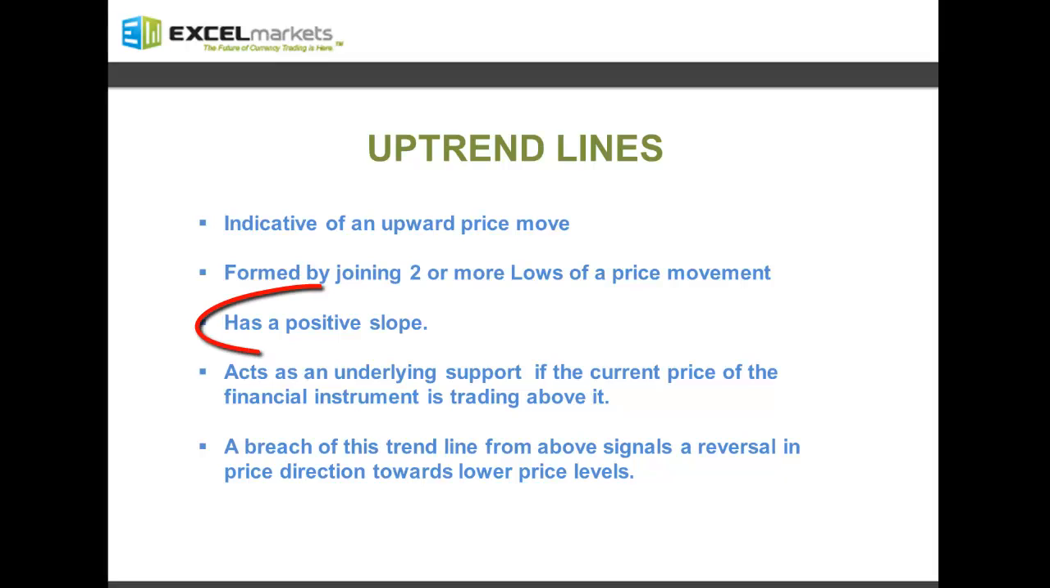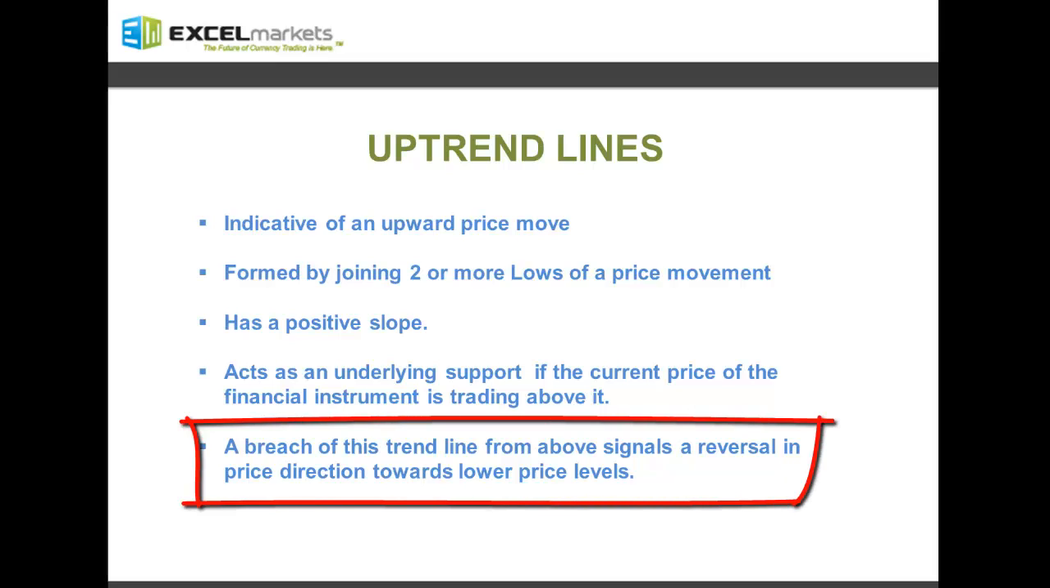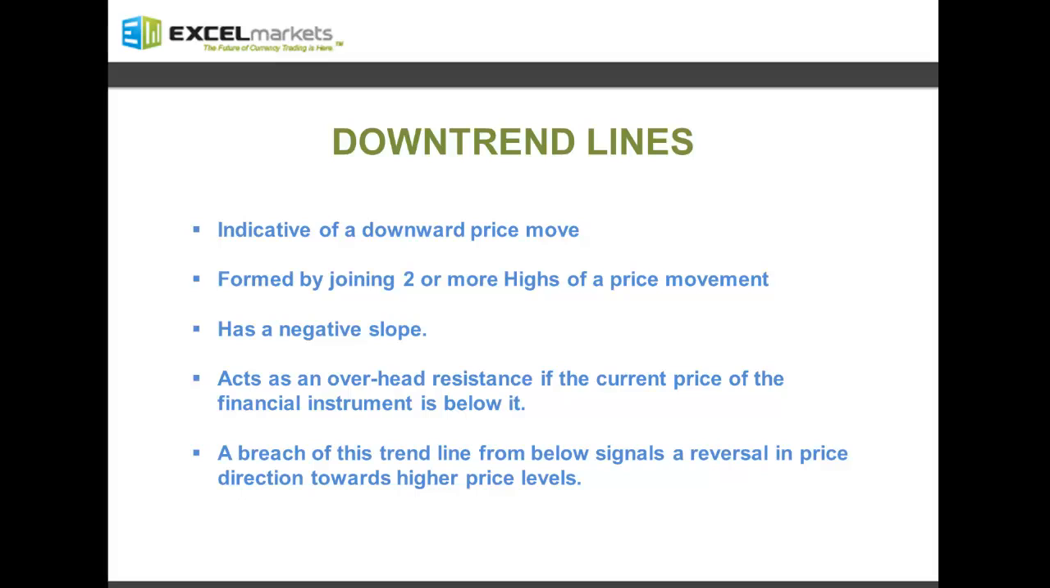Uptrend lines have a positive slope, and these trend lines act as an underlying support as long as the current price of the financial instrument is trading above it. A breach of this trend line from above signals a reversal in price direction towards lower price levels. The downtrend line is indicative of a descending price move. These trend lines are formed by joining two or more successive highs of a series of descending peaks and troughs. As observed on the trading platform, the downtrend line has a negative slope.